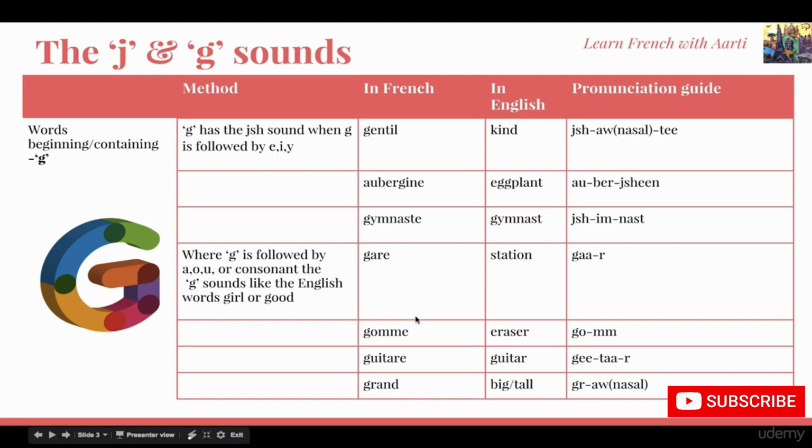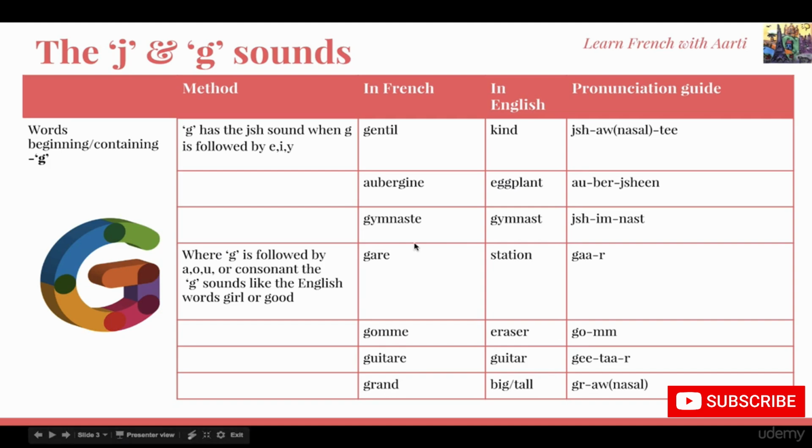Gomme, which means eraser. You can see it's followed by an O. Guitar is followed by an U, and grand, which means big or tall, is followed by the consonant R.